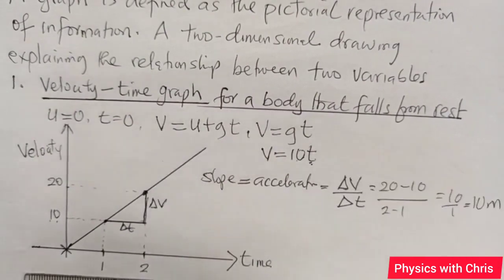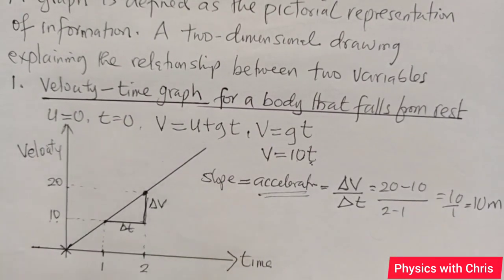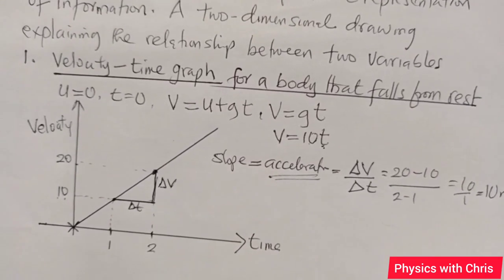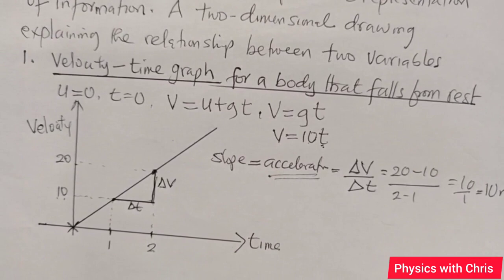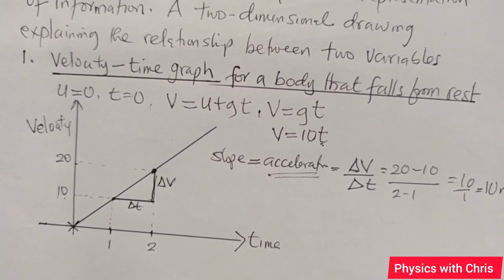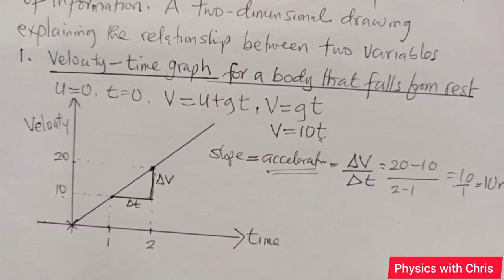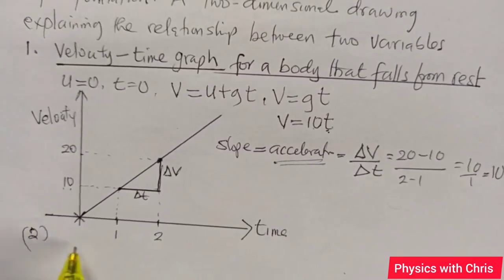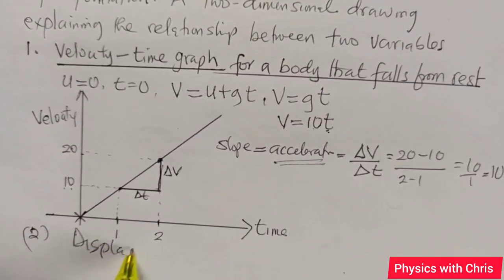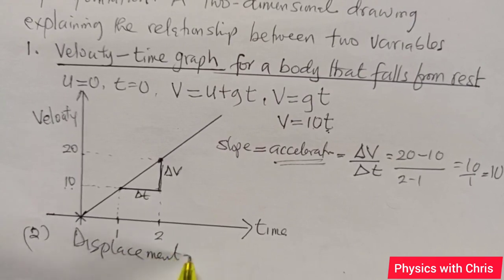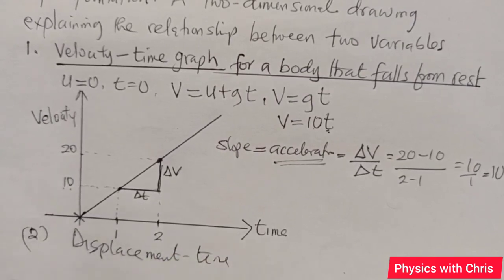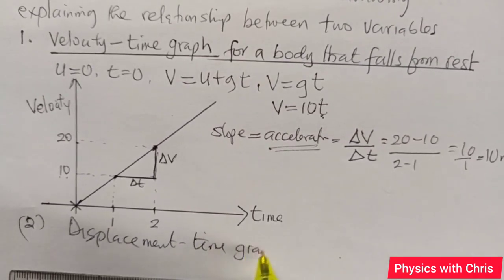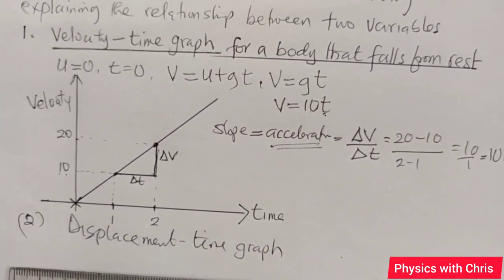So since the slope represents acceleration, the unit of the slope will be meters per second square. So that's how to draw the velocity time graph of a motion of a body that falls from rest under gravity with negligible air resistance. Number 2, quickly, let's look at the displacement time graph. Displacement time graph of this body still that falls from rest under gravity with negligible air resistance.